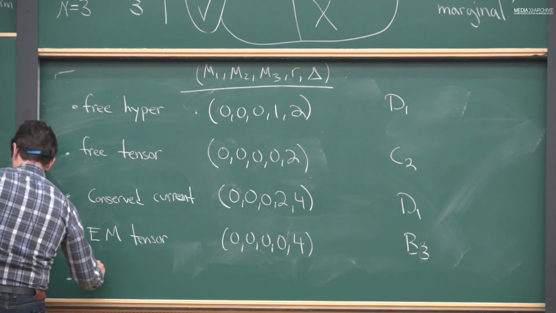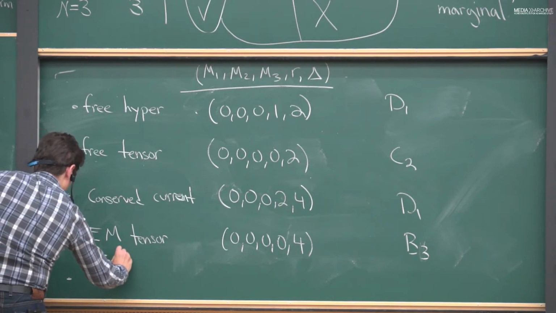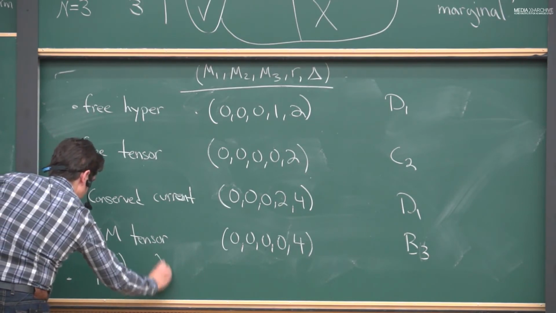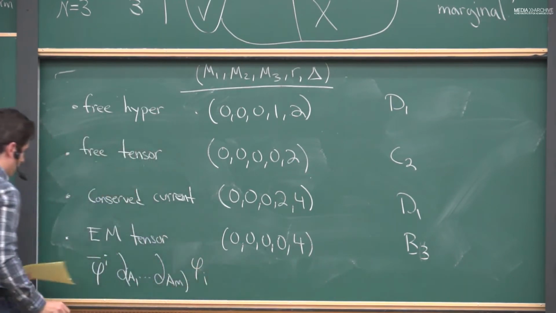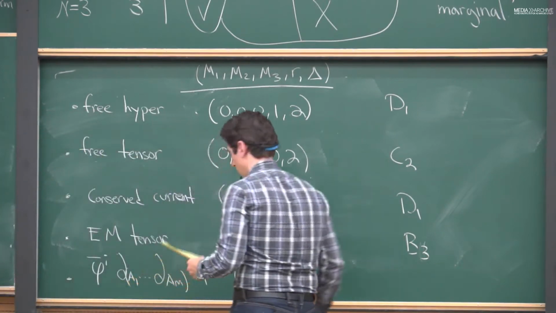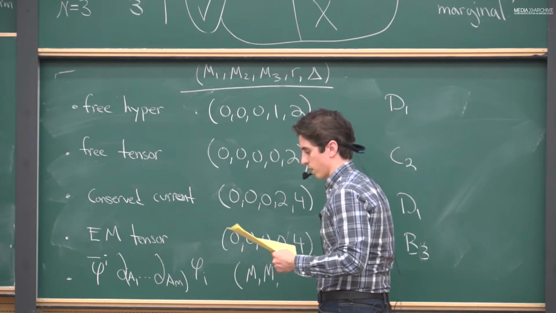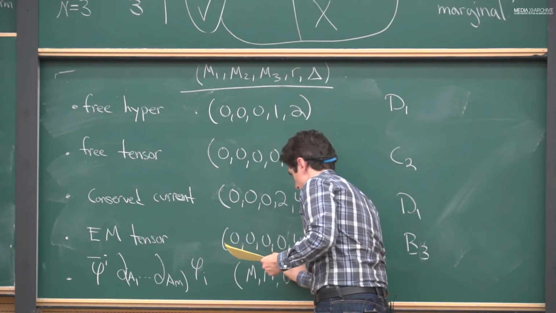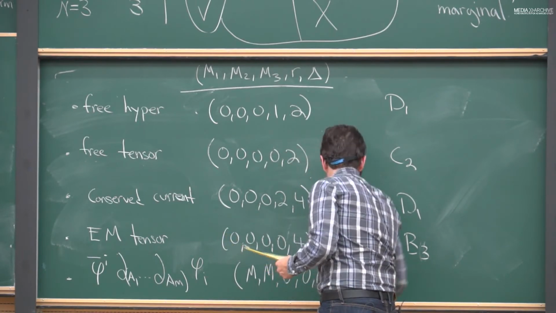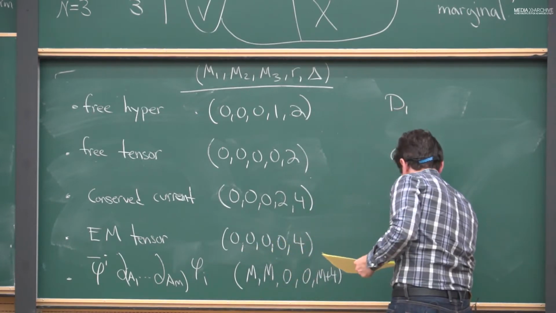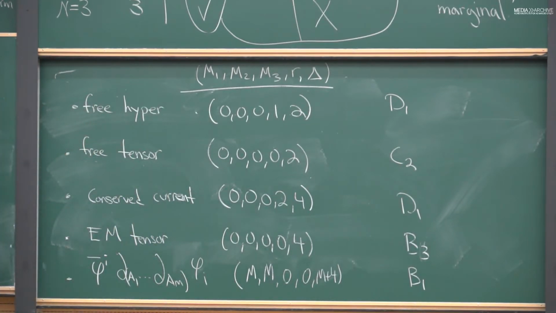There's a higher spin current. So this kind of thing, phi-bar_I, d_{A1} ... d_{Am}, phi_I, minus traces that I won't write, where this phi is a free field, a free hypermultiplet, say. This has M = 0, 0, m+4. And this thing is a B1. Okay, so there are some examples from free fields and familiar multiplets.